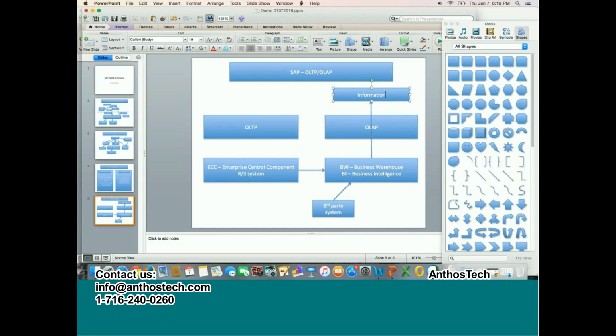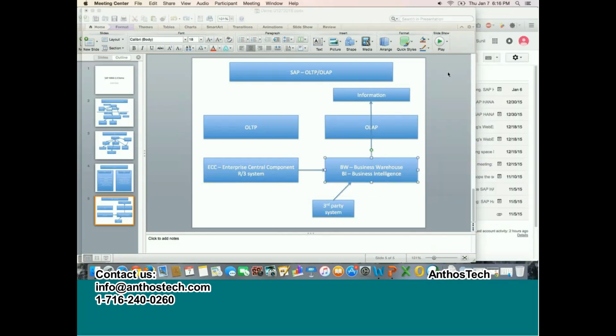So the OLTP system helps with the day-to-day transactions. The data is brought over from the OLTP system into the OLAP system, which is the BW system, which combines data from any other system available at the client place and then provides information.